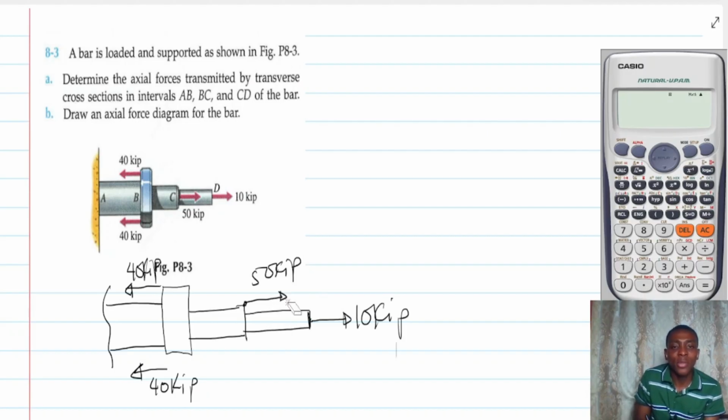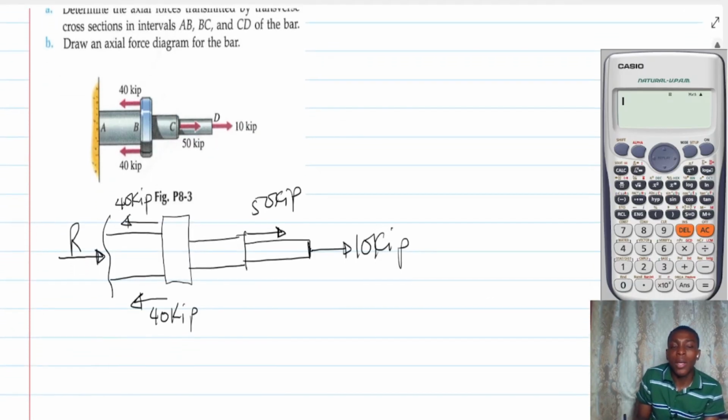Now for this member to be in equilibrium, we need to find the reaction force. So what is the reaction force? What is the magnitude of the reaction force acting on this body? That is what we want to know from the wall. That is the first thing to do.